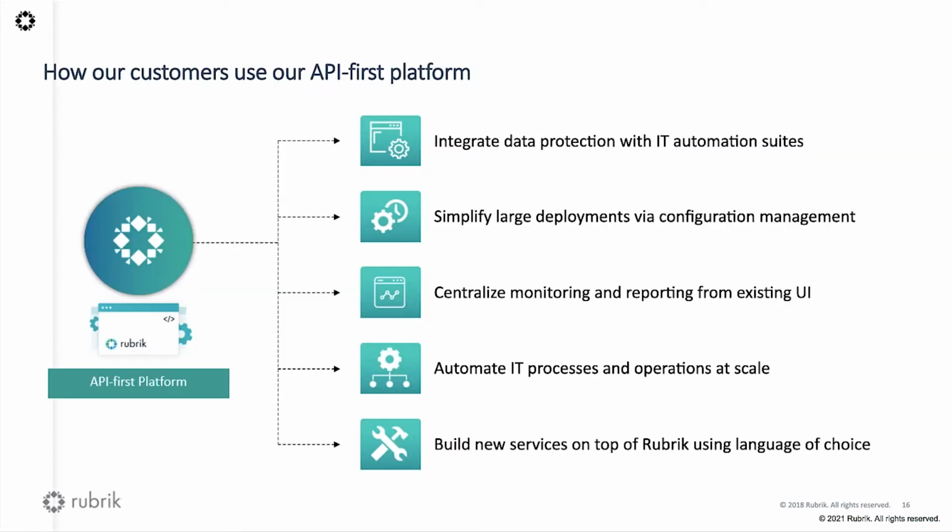So, how are our customers leveraging some of this? I'm not going to go through all of these, but I'll highlight a few. Certainly integrating data protection into their current automation tool sets with our pre-built integrations. That's a big one. We have customers leveraging our APIs to pull data and metrics from Rubrik and place that into some sort of centralized monitoring solution. Think like Splunk. Certainly automating IT operations at scale is a big one.